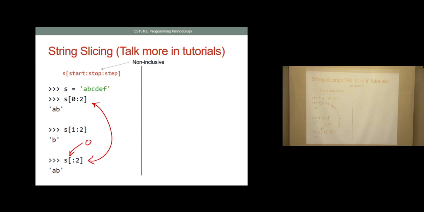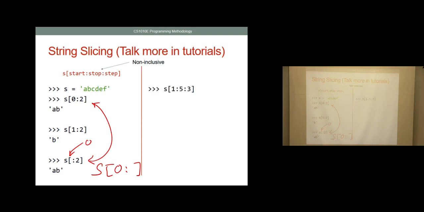And guess what if I left out this one? Let's say I want S, 0, colon, nothing. What would that be? Then it assumes the last one, so it's the whole string. In the tutorial, we'll tell you in detail what the defaults are and even what the negative is, because I'm just giving you an overview, and the tutorial will explain all of this in detail.